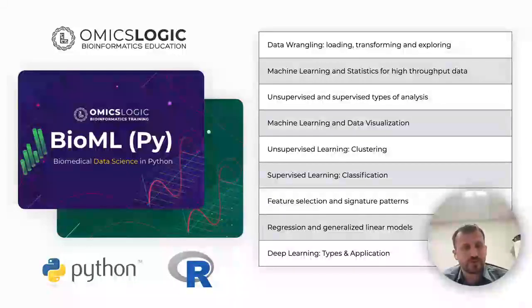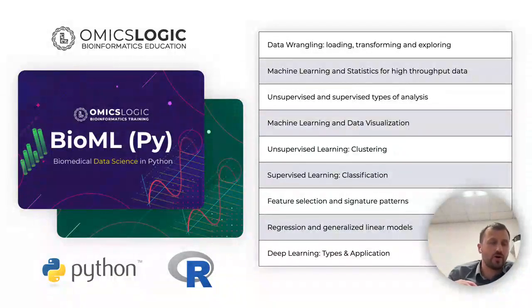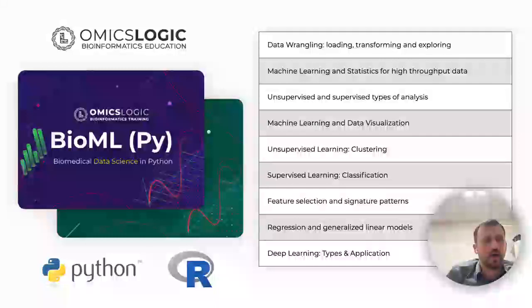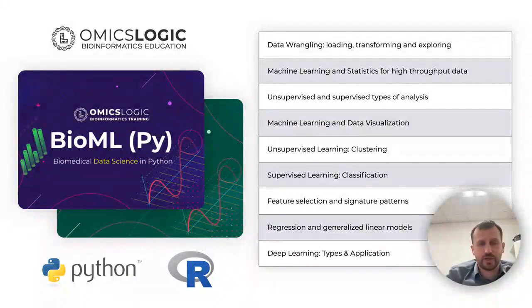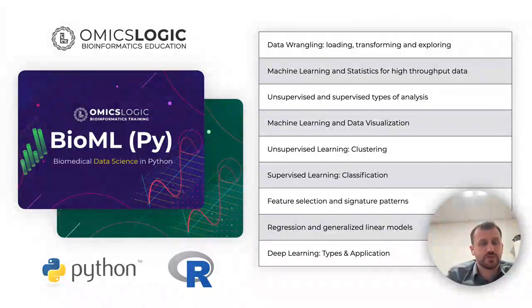Now, in this course specifically, we're going to focus on Python. We're not going to learn multiple languages at the same time, but all of the same information is on the OmicsLogic portal, also in R. So if you are more familiar with R, you want to know how to use these methods in R, you can switch between those because I think ultimately they're pretty similar.